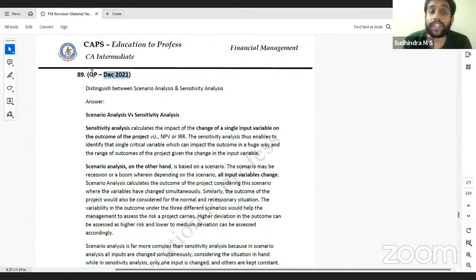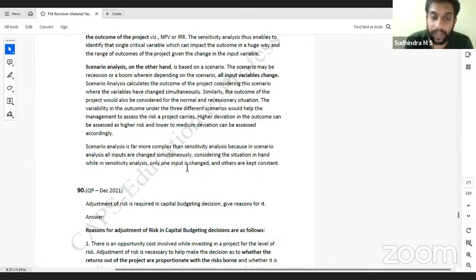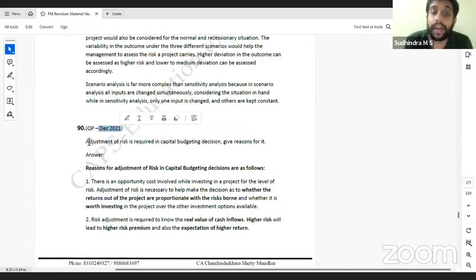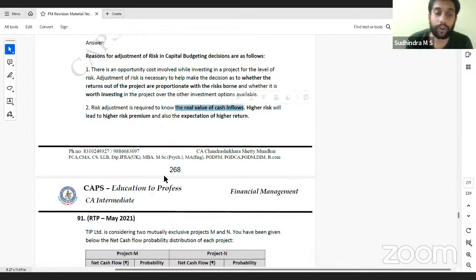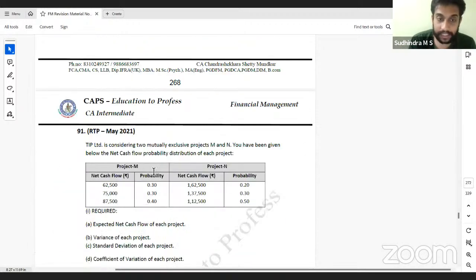See, December 21 question paper: distinguish between scenario analysis and sensitivity analysis. So that theory question has been asked. Same examination: adjustment of risk is required for capital budgeting decision. Why? Reasons for adjustment of risk: opportunity cost involved, to identify the real cash inflows, right? Those points we have to write.